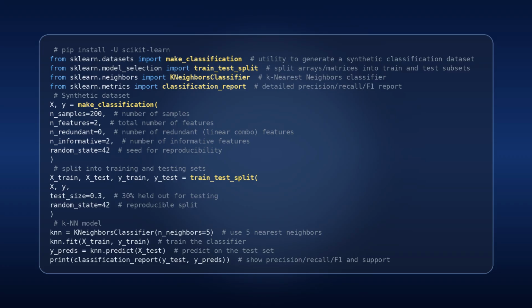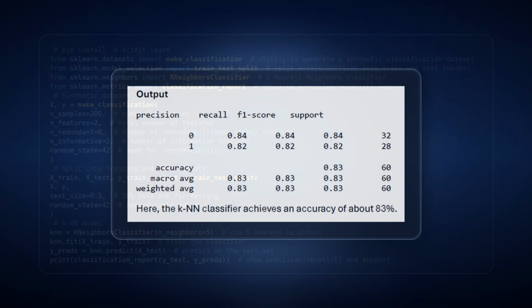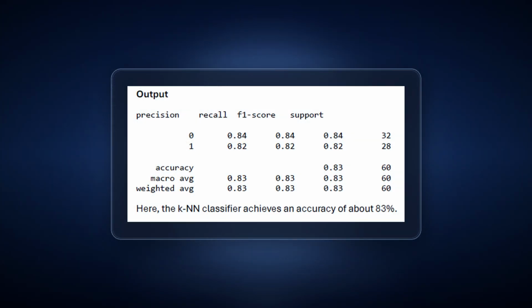vote among them. No explicit model is learned. The algorithm memorizes the training data and uses distance at prediction time. After training the K-nearest neighbors model, we evaluate its performance on the test set using a classification report. This report shows precision, recall, and F1 score for each class, along with overall accuracy. In this example, the model achieves an accuracy of about 83% on the test data.